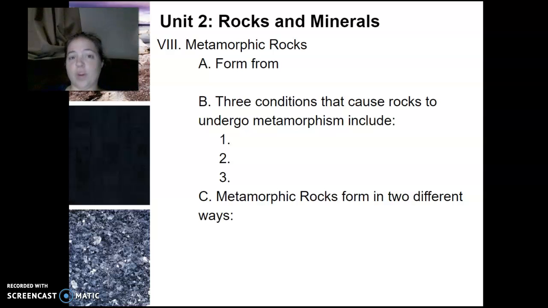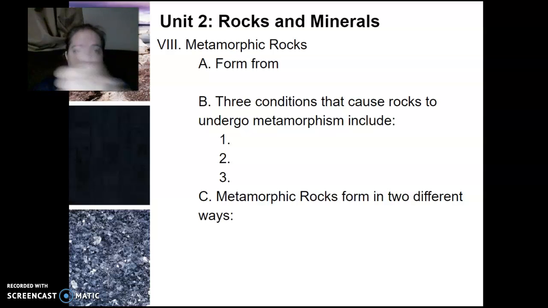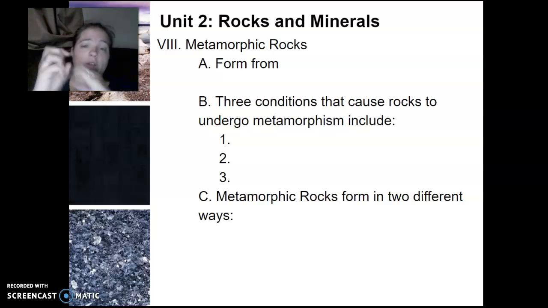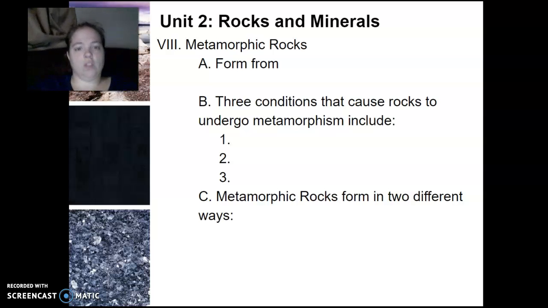Almost the last part of the unit. We're going to go over one more thing before the unit test, and we are looking at metamorphic rocks. First we looked at minerals, where all the rocks are made from. Then we looked at igneous, and then sedimentary. Remember, igneous is the solidification of magma or lava. Sedimentary is compaction and cementation. Now we have metamorphic, so the three types. Now, how do metamorphic rocks form?